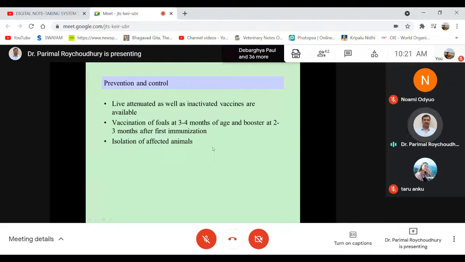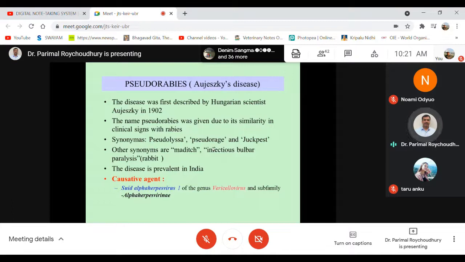Now, as I said, the herpes virus family is one such group of viruses. Almost all animal species will have at least one major disease caused by the herpes viruses. So primarily we see it in the pig, the Pseudorabies infection. However, the disease also occurs in cattle, dog, and even the rabbit, goat, sheep. Accidentally, the disease may spill over and may cause clinical manifestation.